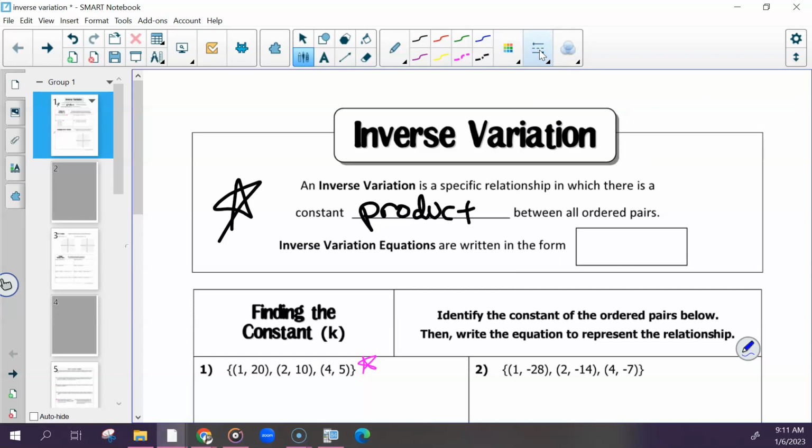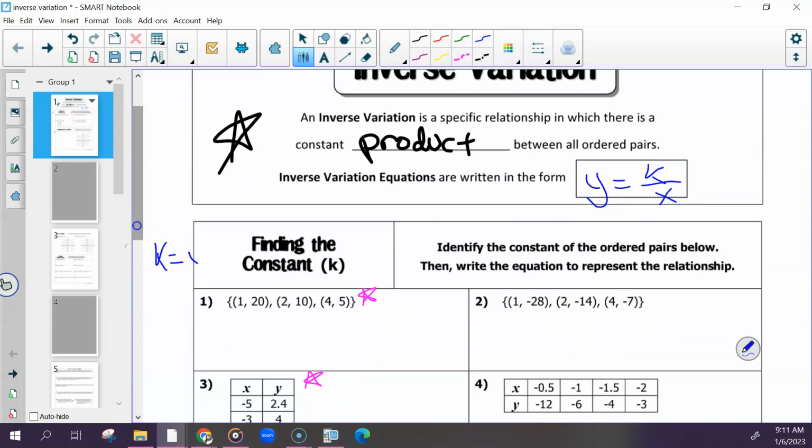Where direct, the equation is y equals kx. Inverse, the equation is y equals k over x. When finding the k for direct, it's k equals y over x. For inverse, it's k equals y times x. Just like direct, you can find that from the original if you forget.